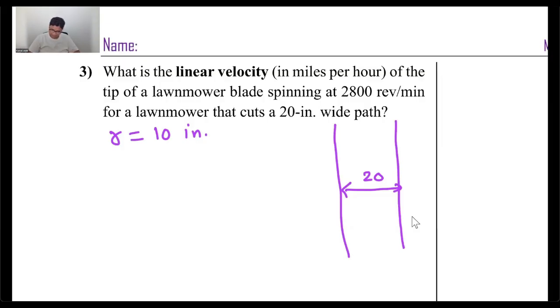The blade is here. This is the blade of a lawnmower. And when it is spinning, that is the blade spinning and making the 20-inch path. So the radius of that blade is 10 inches. Now the question is about the tip of that blade. Okay, so we're talking about the linear velocity now. If the tip of the blade is somewhere here, how fast is it moving, linear velocity?